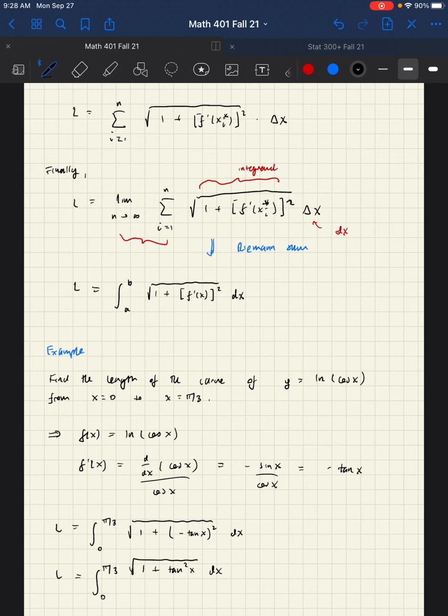And there you go. So in the next video, we'll actually do some of these examples. We're going to find lengths of curves. And we're also going to define something called the arc length function.